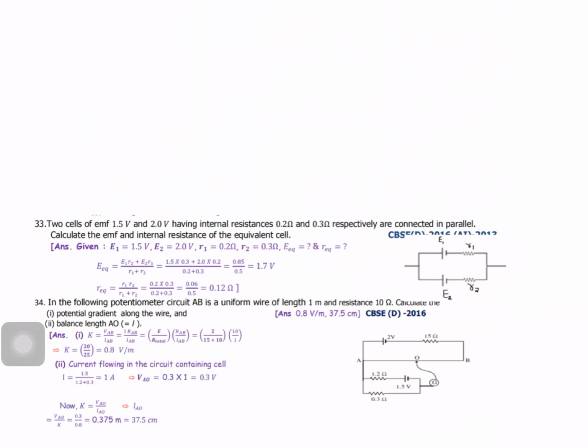Next one, current flowing through the circuit containing the cell is I equal to V by R, V equal to 1.5, R equal to both resistors 1.2 plus 0.3, that is equal to 1 ampere. Or VAO equal to 0.3 into 1, that is equal to 0.3 volt. Now K equal to, you know that, VAO by length AO. So length AO equal to VAO by K, that is equal to 0.3 by 0.8, that is equal to 0.375 meter, or that is equal to 37.5 centimeter.